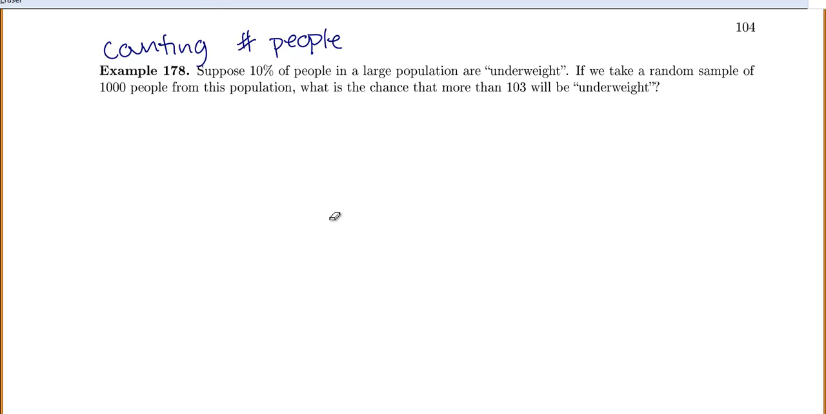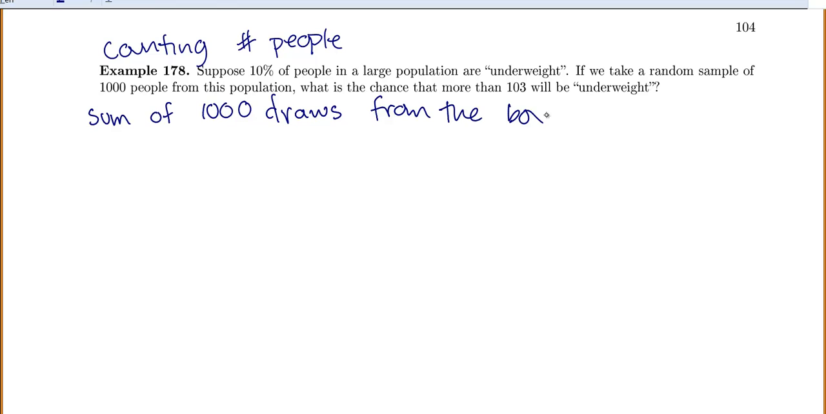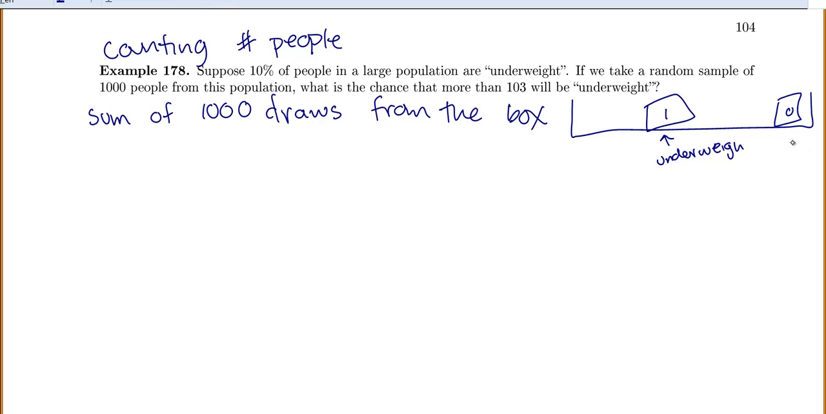So let's actually start off with designing our box model. We're taking a random sample of 1,000 people, so it's going to be the sum of 1,000 draws from the box. And what goes in the box? Now this is where it's a little bit different. We haven't done anything exactly like this. So we're counting the number of people that are underweight. So we'll do a 1 for underweight, a 0 for not. So the 1 is underweight and 0 is for not.